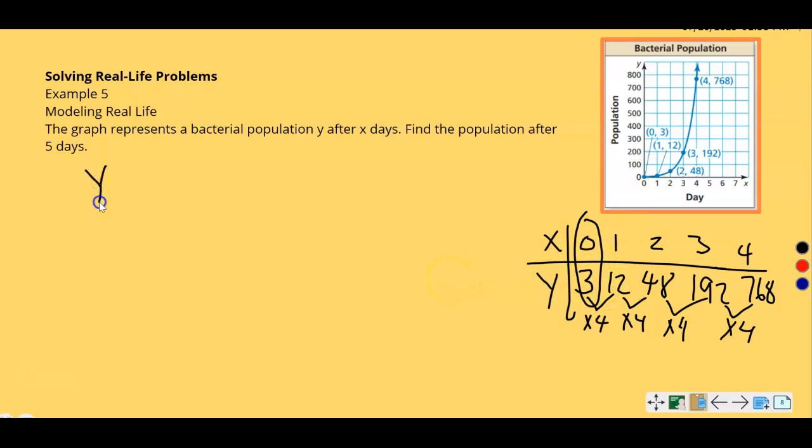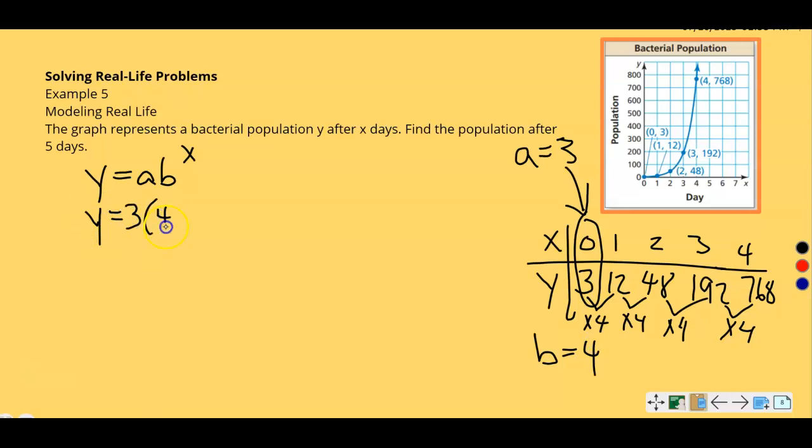So what we can do is say y equals, we know that our exponential equation is y equals a b to the x. And we have a is 3. That's our y-intercept. And we know b is 4. So we can just substitute: y equals 3 times 4 to the x power. So first thing we have to do is write the equation. And then once we have an equation, we can find the population for any number of days.